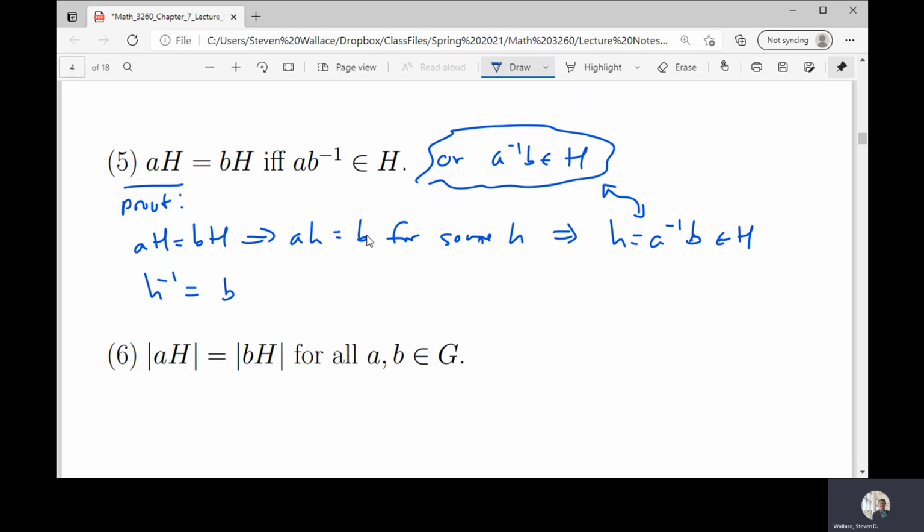Oh, I got to go the other way. So this also means that BH is equal to A for some H. And so that means that B inverse A is in H, right? But so is its inverse.